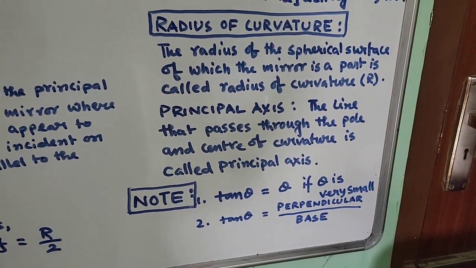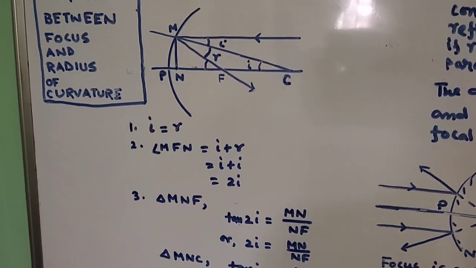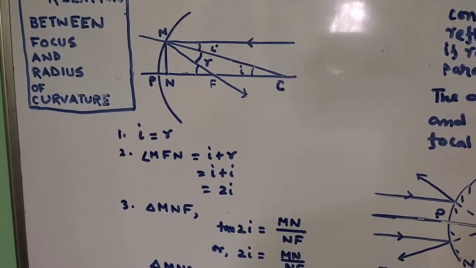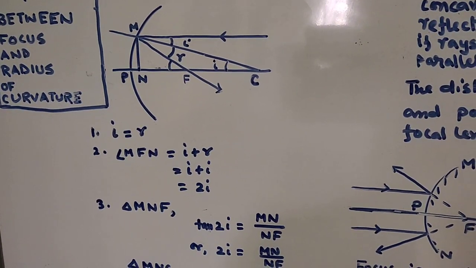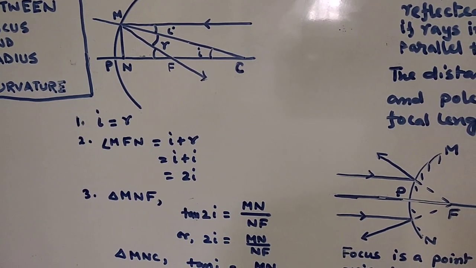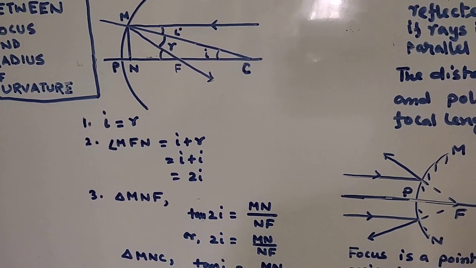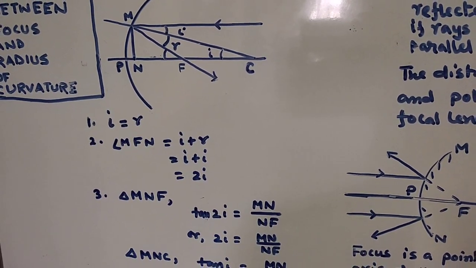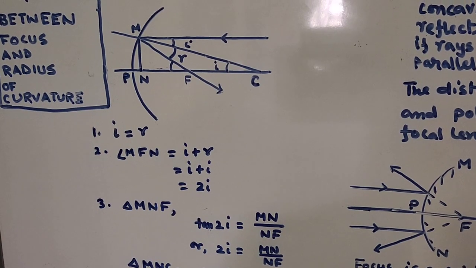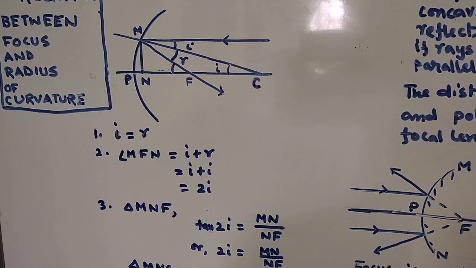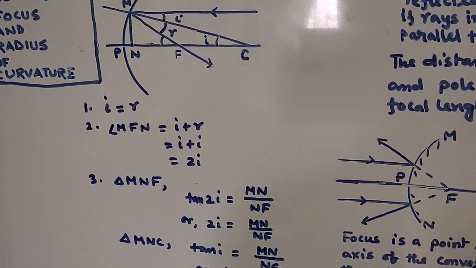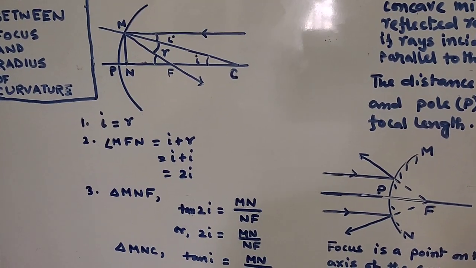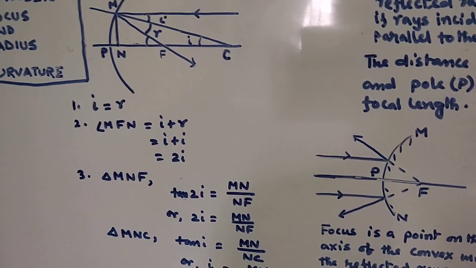tan theta equals perpendicular by base. So if you consider this value, tan of MFN, the perpendicular is your what? MN, and base is your what? FN or NF, whatever you say, that is your MN by NF. And again, if you consider the right angle triangle MNC, so tan I again goes your perpendicular MN, and base is your what? NC.